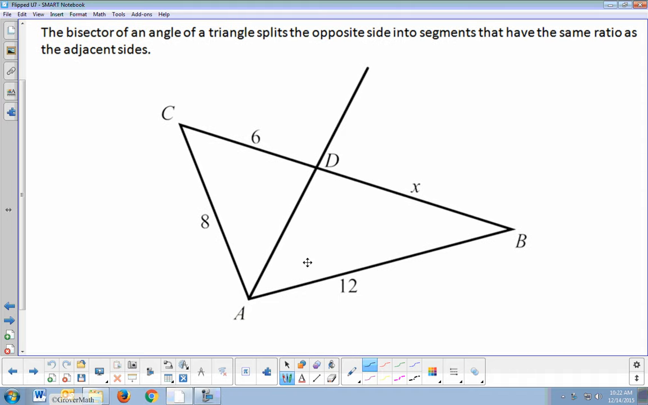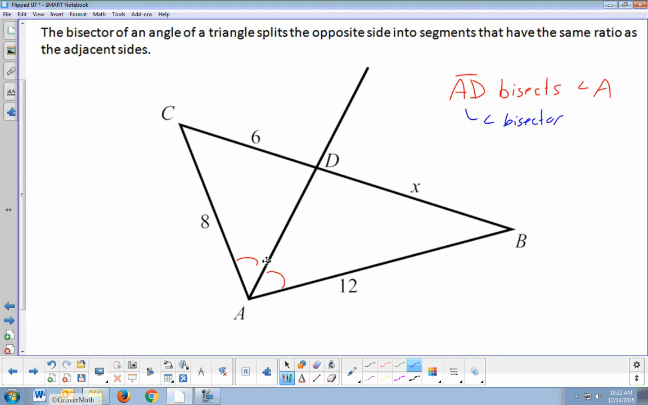What that means is here we have triangle ABC, this big triangle here, and what we see is that AD is the angle bisector for angle A. So we would say that AD bisects angle A. This AD is the angle bisector.